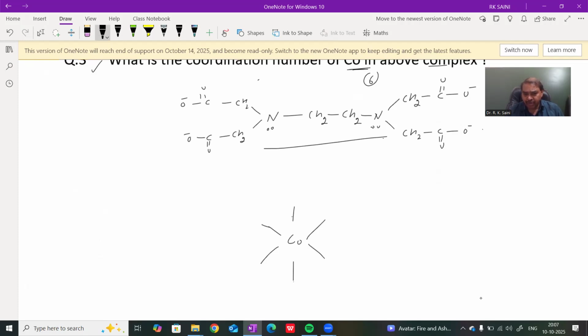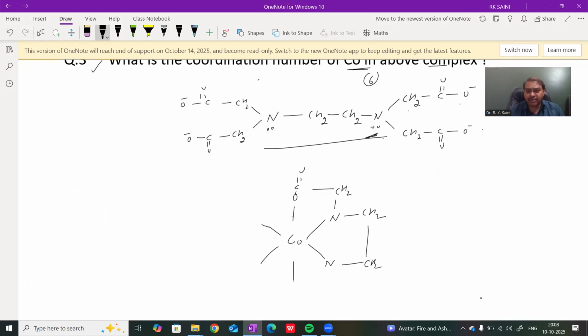Two donor atoms are attached: nitrogen, CH2 and nitrogen. It is a 5-membered ring. Now check this nitrogen. This nitrogen contains CH2, C double bond O, and oxygen is another donor site. Therefore, there is another ring which also contains 5 atoms. In total, 5 rings are formed and each ring contains 5 atoms.